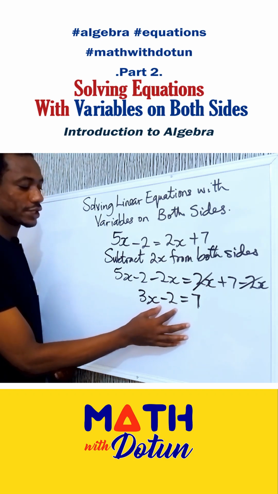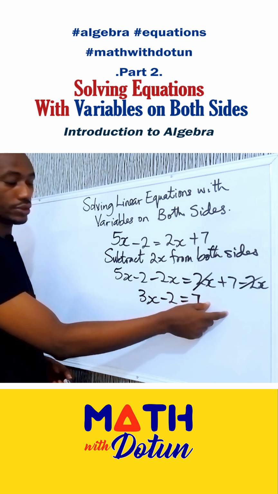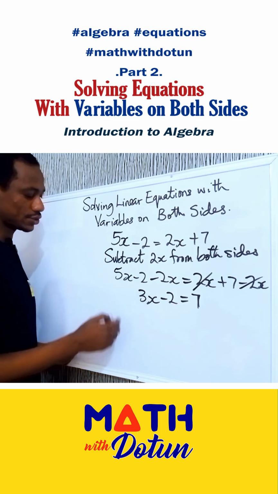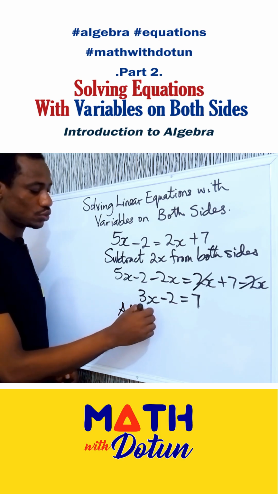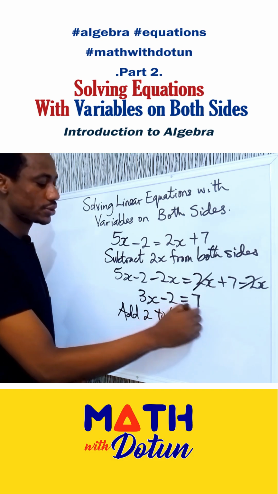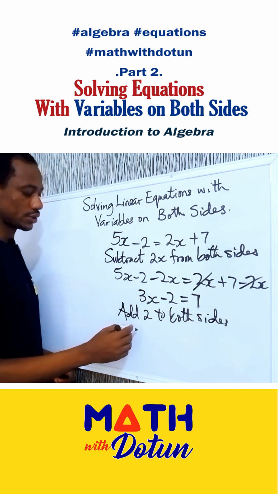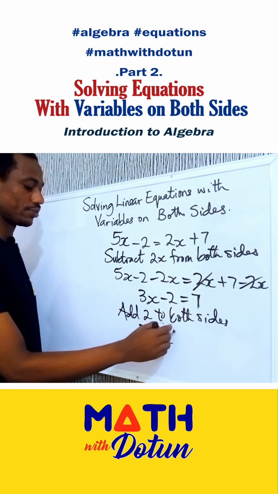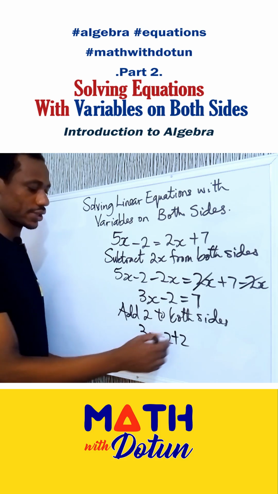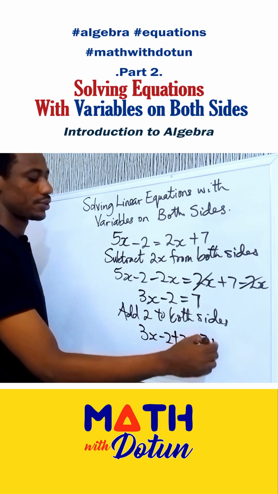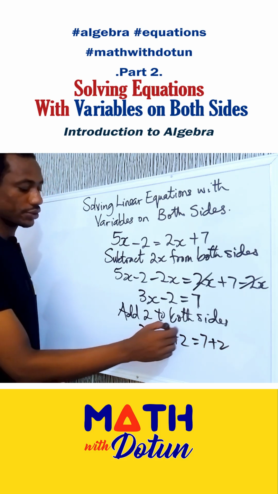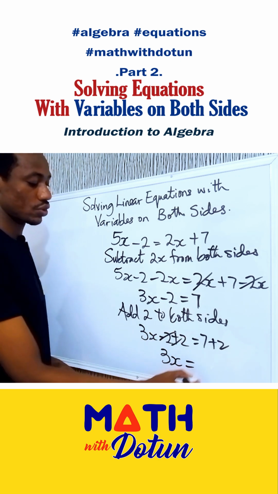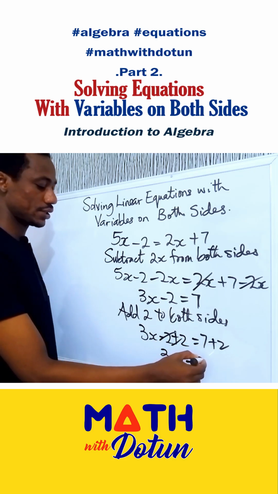So we have to take this 2 to the other side. For us to do that, since it's negative, we have to add 2 to both sides. So we add 2 to both sides. And then on this side we have 3x minus 2, we add 2, so plus 2. That's what the instructions say. And then on the other side we have 7 plus 2. So minus 2 plus 2 is 0. Then we are left with 3x equals to what? 7 plus 2 is 9.